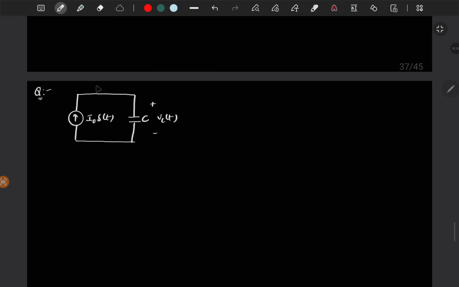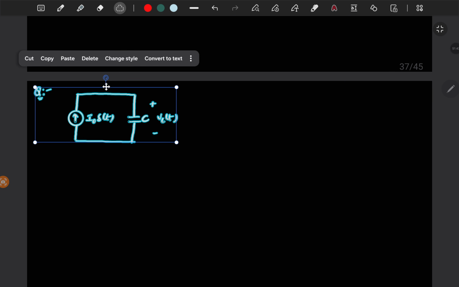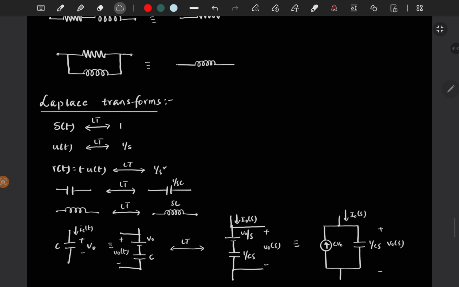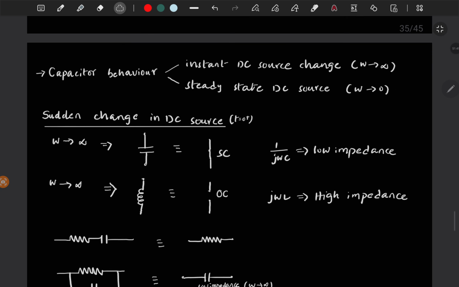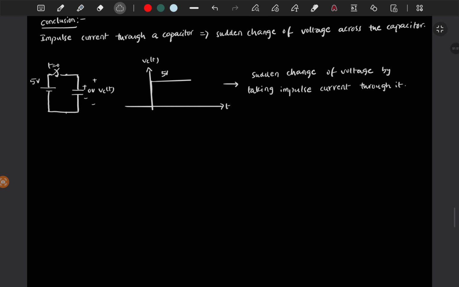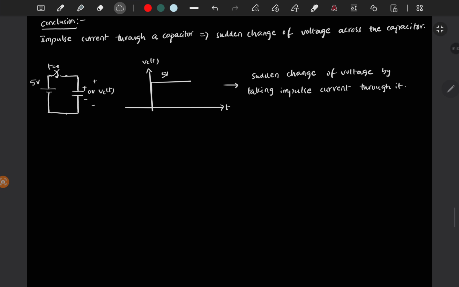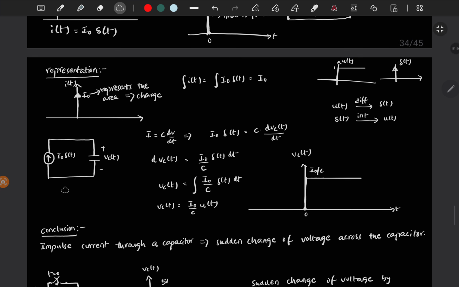And I think we have already discussed this problem. What if you pump a constant current source through a capacitor? You will get a sudden change in the voltage across a capacitor. That is this one. Yeah, this problem.